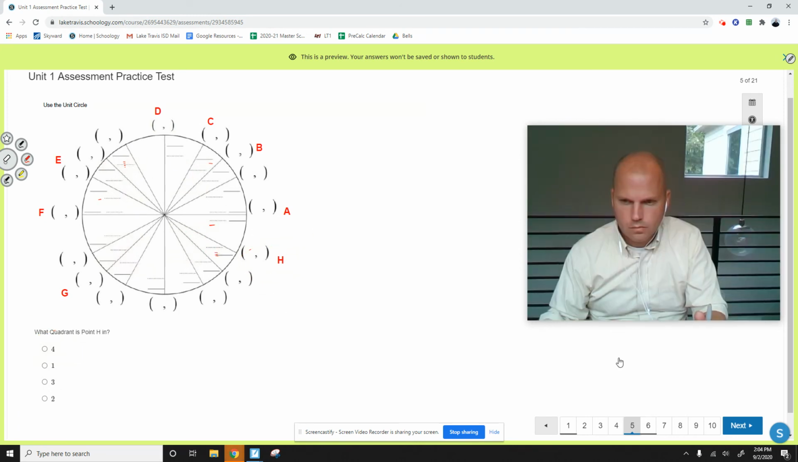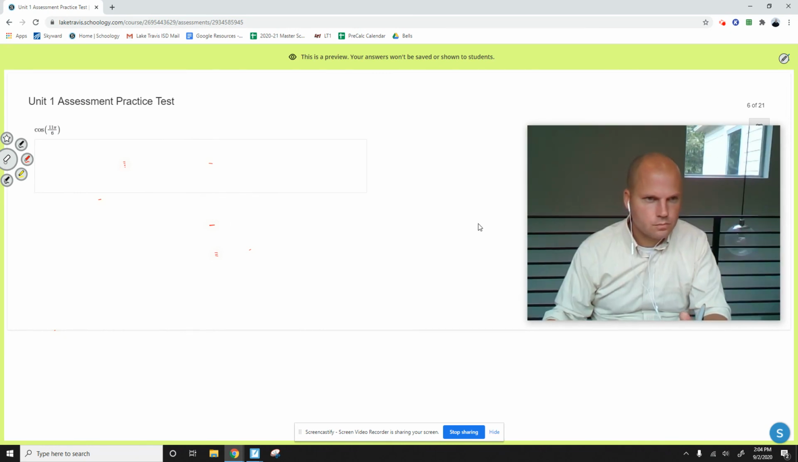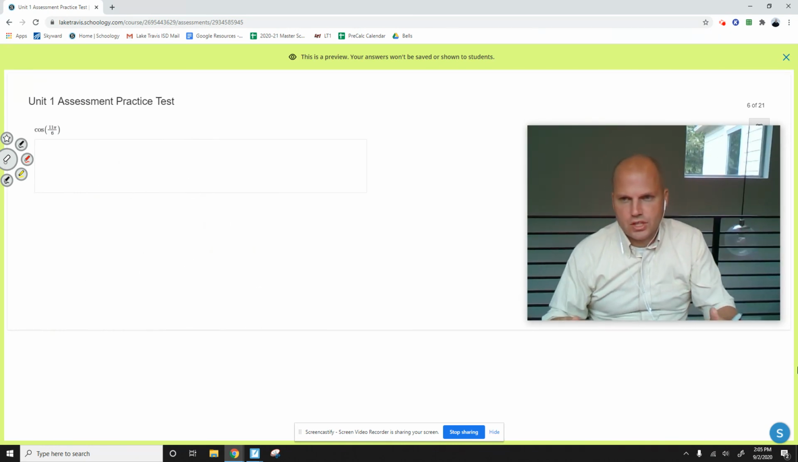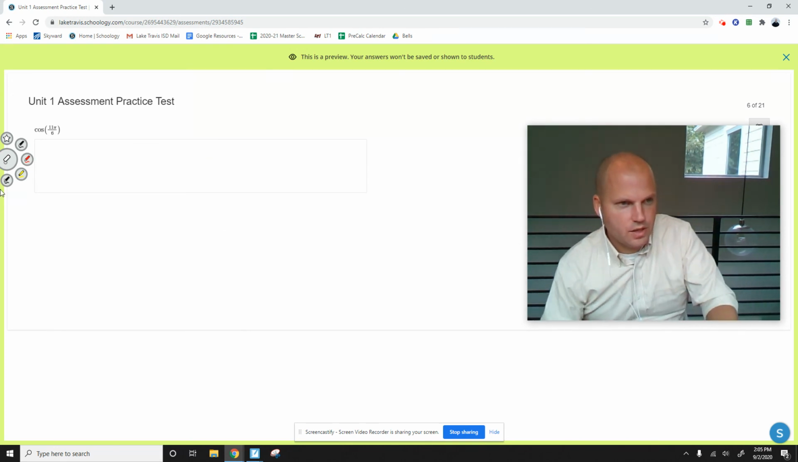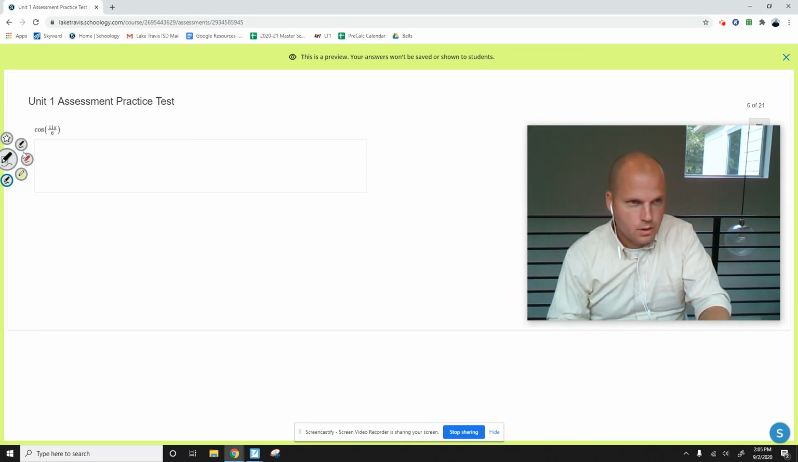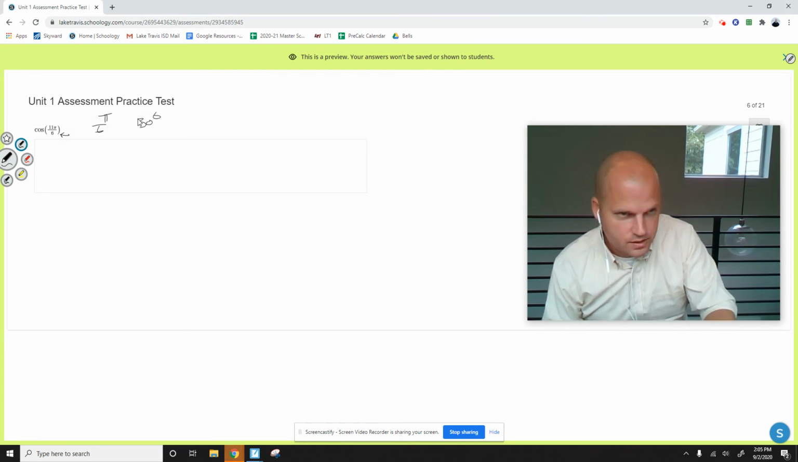Next one, number 6. What's the cosine of 11 pi over 6? This is when we start, after doing problems, and you have to actually do them. So 11 pi over 6. Here's how I do it. This is how I teach you. First thing I do is understand that it's a pi over 6. And with a pi over 6, we're talking about a 30-degree reference angle with the x-axis.